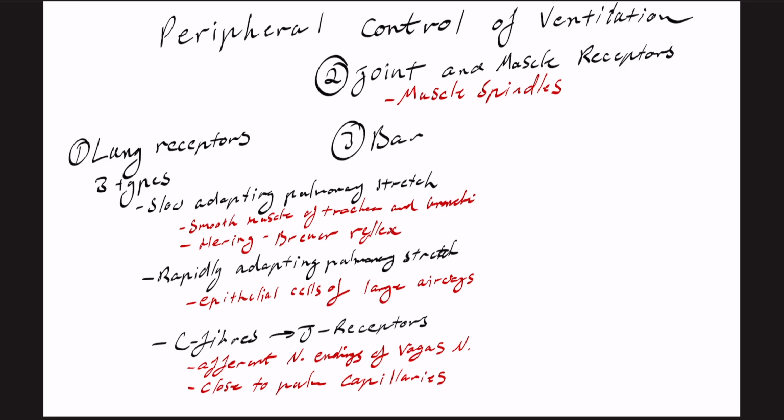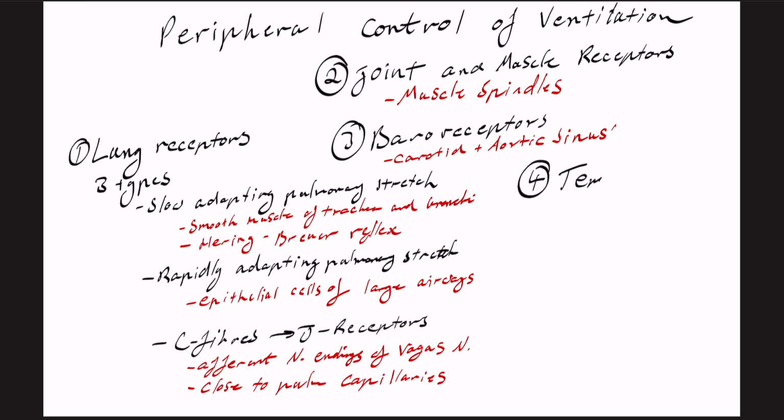Then there's baroreceptors, and these are also found in the carotids and aortics, but they're not the bodies, they're the carotid and aortic sinuses, and they're to do with pressure. So they measure pressure of the blood, and we know that hypotension stimulates breathing, while hypertension can depress breathing, or ventilation to be more accurate.